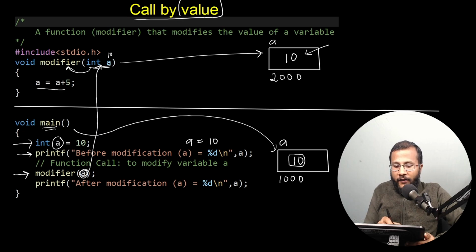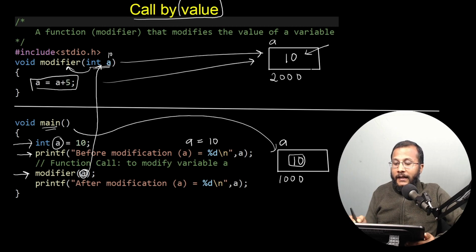Now in the modifier function I perform a equals a plus 5. So this variable a in the modifier function will be updated by 5. So 10 plus 5 would be 15. So this will be updated to 15. Okay. So now this variable a is 15, but this variable a in the main function is not changed. I was actually trying to modify the variable a in the main function, which is not modified. It is still 10. Right?